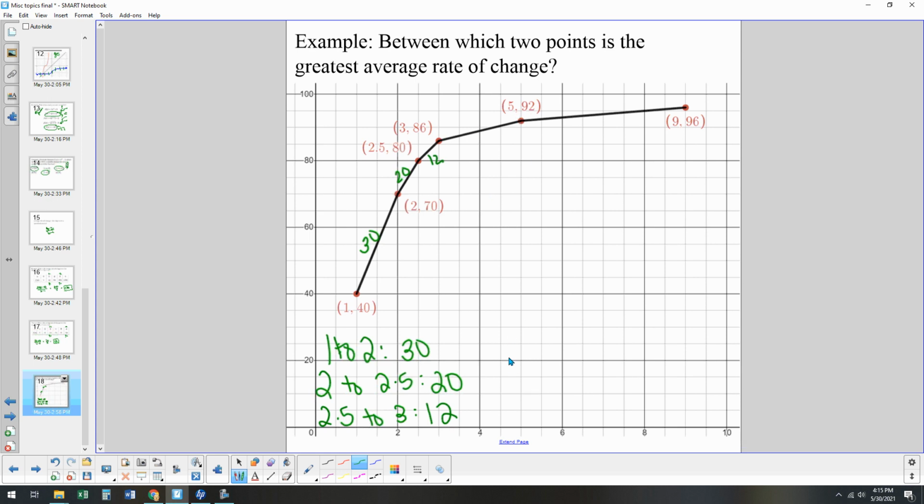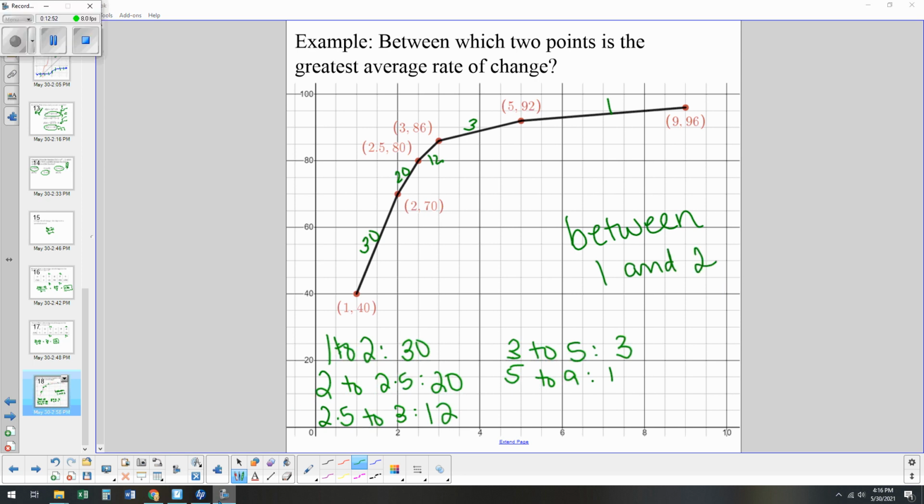Then I have 92 minus 86 is 6. Over 5 minus 3 is 2. So 6 over 2 is 3. And then for my last one, from 5 to 9, 96 minus 92 is 4. 9 minus 5 is 4. So 4 over 4 is 1. So the greatest rate of change actually happened between 1 and 2. And that is everything that we needed to cover in order to get everything done for the final.